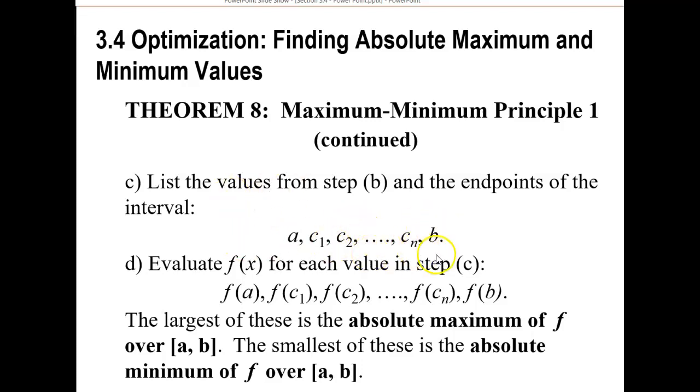And then to decide which is the max and the min, you evaluate the function for each value listed: f of a, f of every critical value you found, and f of b. Plug all of those critical values and the endpoints back into the original function. The largest of those values would be your absolute max over that interval, and the smallest output value would be your absolute min. So we find the derivative, use it to find critical values, plug the critical values and the endpoints back into the function, and look for the largest value and the lowest value.